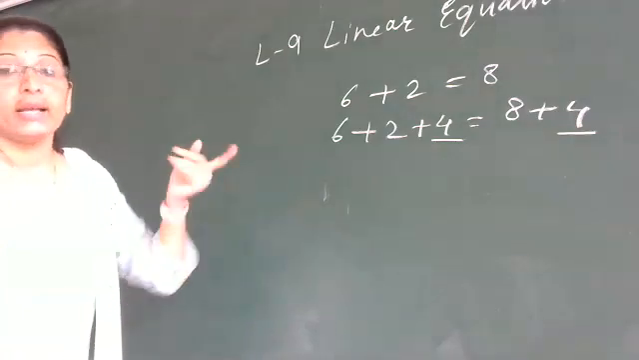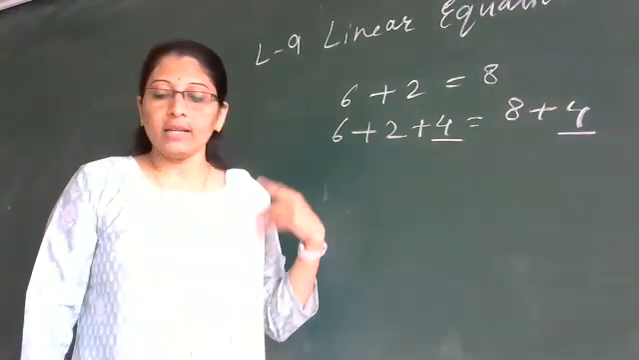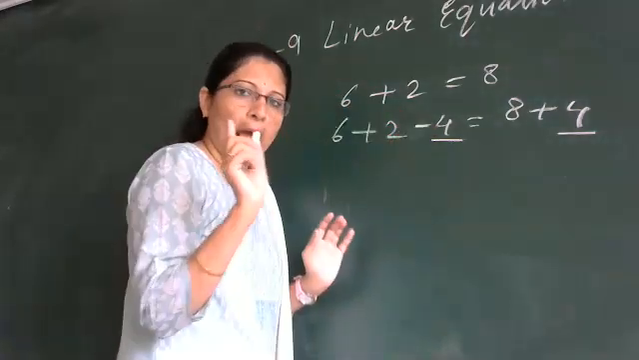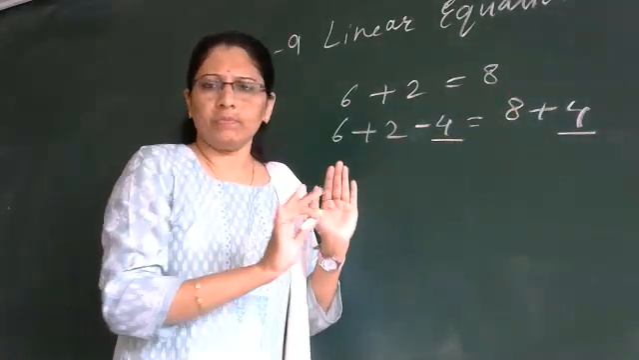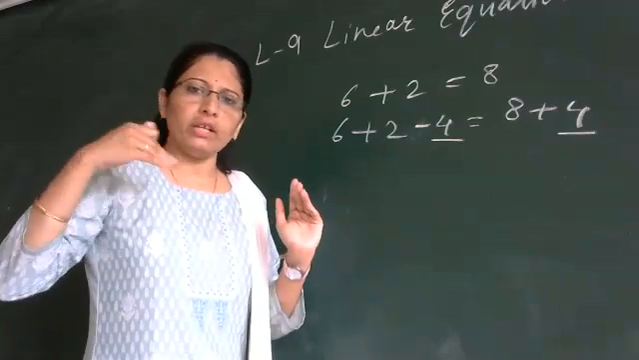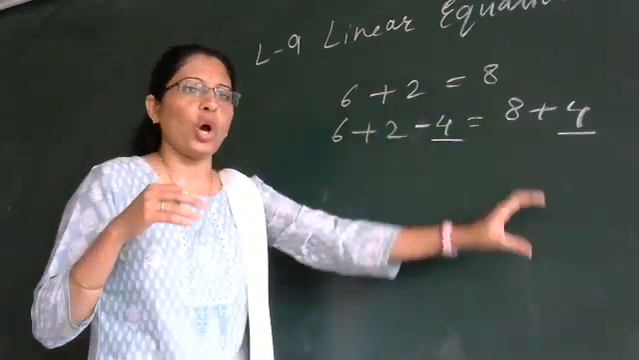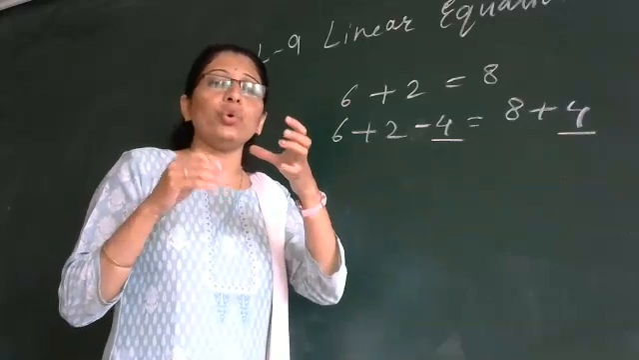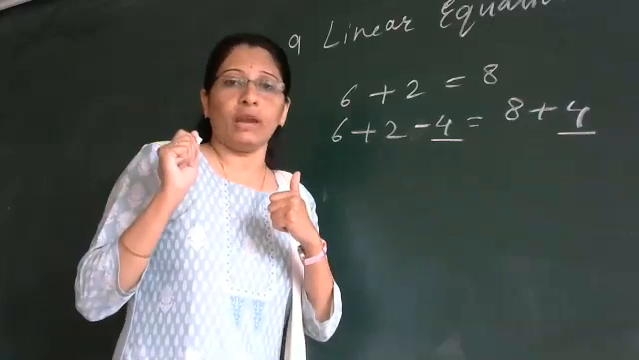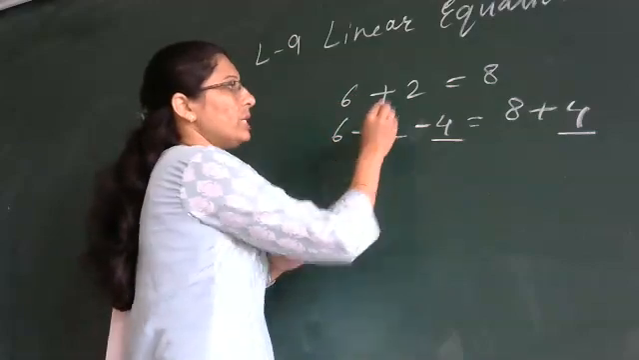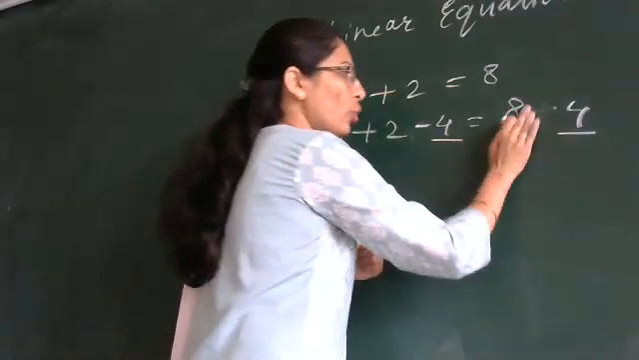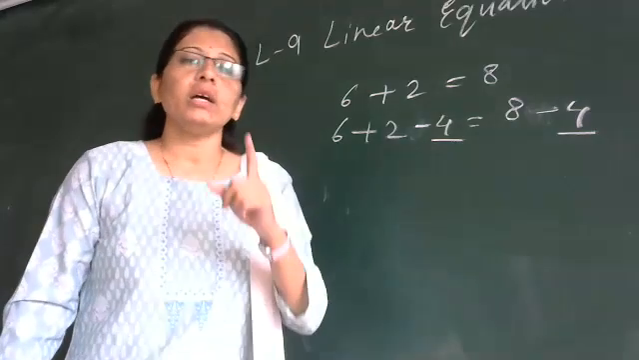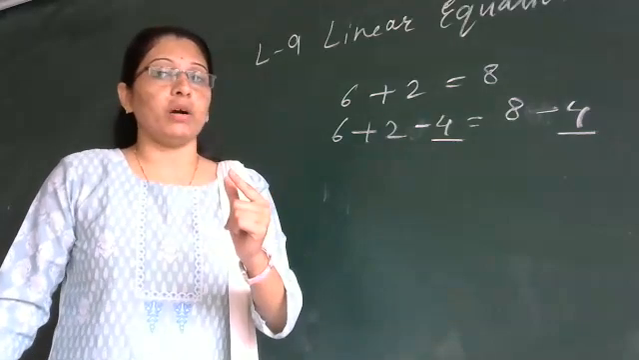The second rule is subtract. This is just an example. Afterwards, I will show different examples, we will solve them and I will show you. I am just telling you which rules we can follow. So the first rule is addition. The second rule is subtraction, which means we can subtract the same number.